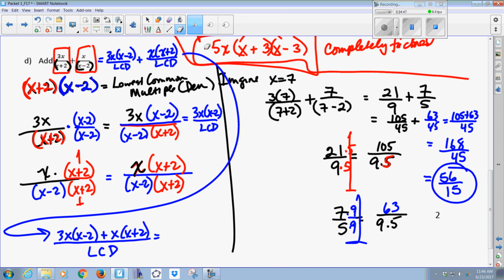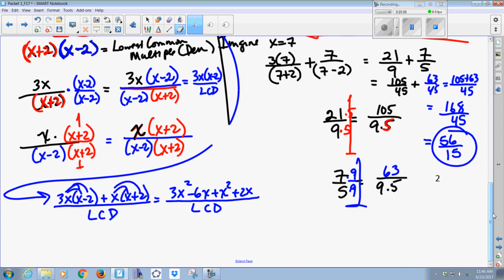Make a little room here for us. This becomes one big long fraction bar, 3x squared minus 6x when I use my distributive property here, plus x squared plus 2x, all over my LCD. Again, I just keep it generic LCD. Now I can combine these two like terms, 3x squared and 1x squared gives me 4x squared, negative 6x plus 2x gives me minus 4x. Now I'll put in the actual values in my denominator.